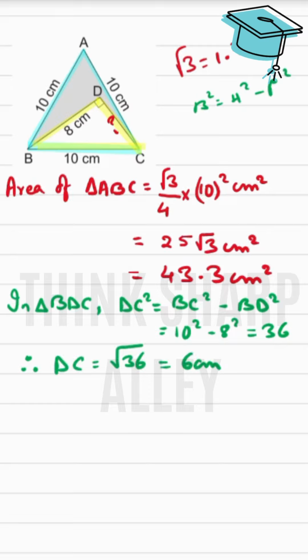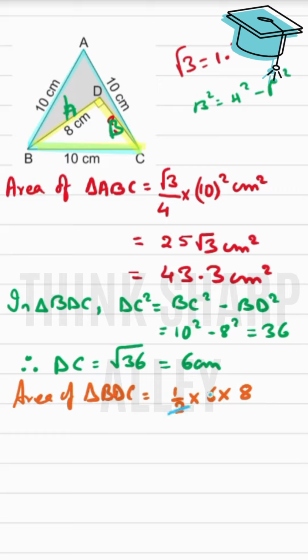Now once we have got the value of DC, we can find out the area of triangle BDC by half into base into height. Let's consider this to be the base and this to be the height, not the hypotenuse. So which is half into 6 into 8, and we do the cancellation next. So we get 3 into 8, that is 24 centimeter square, right?